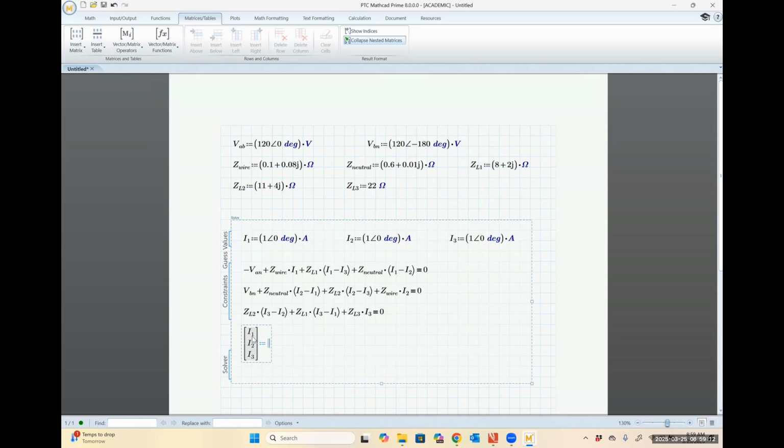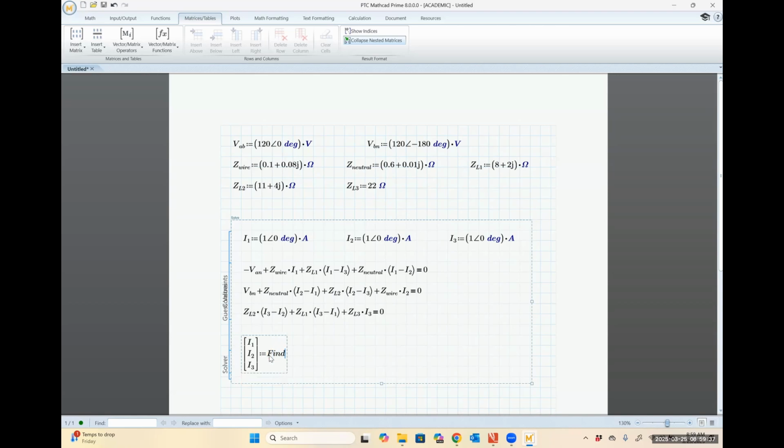So essentially what I'm doing when I put that matrix there is I'm telling MathCAD to store the results of the find operation that I'm about to do in that matrix so that I can use those values outside of the solve block to do further calculations, like the complex power calculation we're going to do here in a moment.